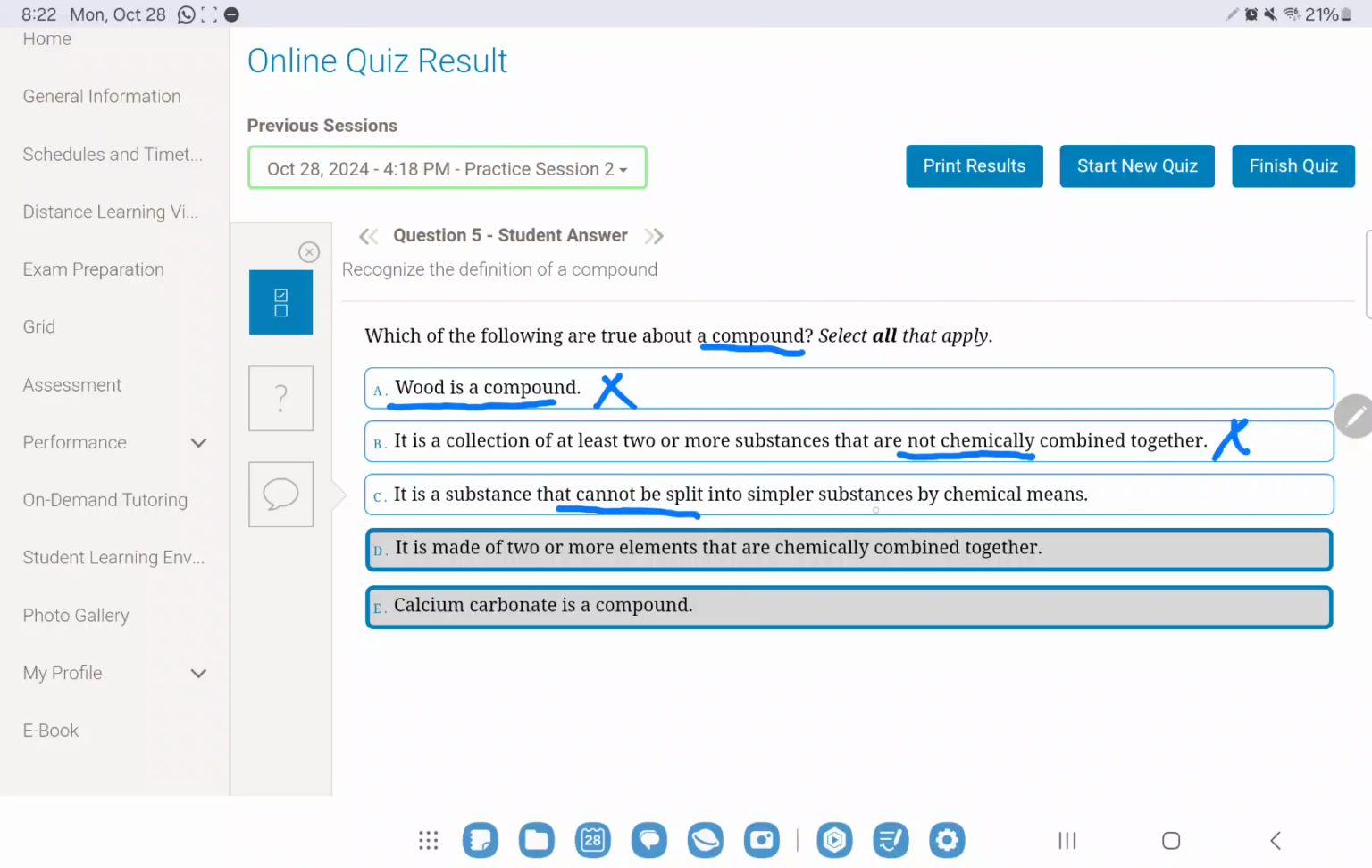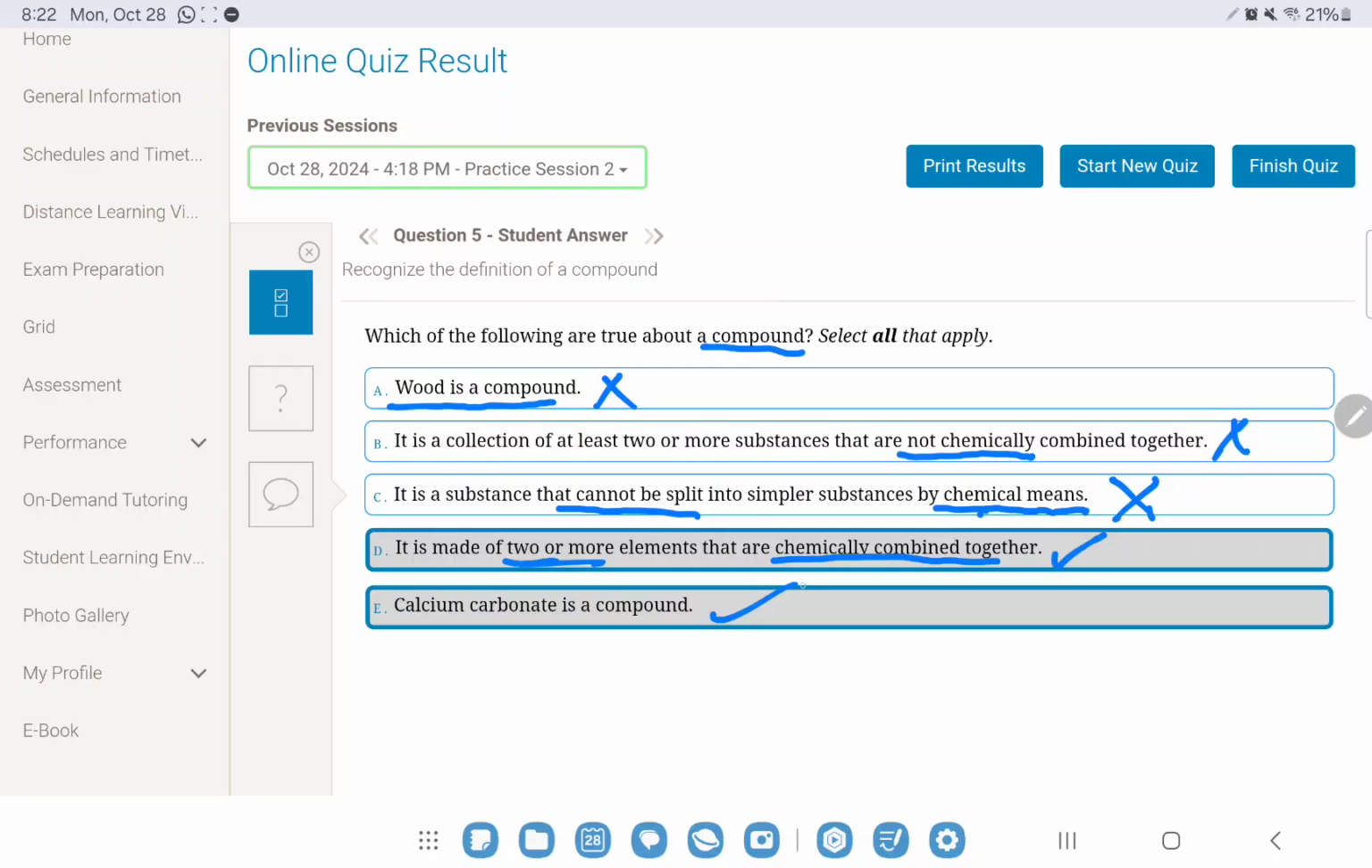That cannot be split by chemical means. If this word was physical, then this would be right. But compounds can be split by chemical means, they cannot be split by physical means though. It's made of two or more elements that are chemically combined together. Yes, they are chemically combined, and it is two or more. It has to be two or more.